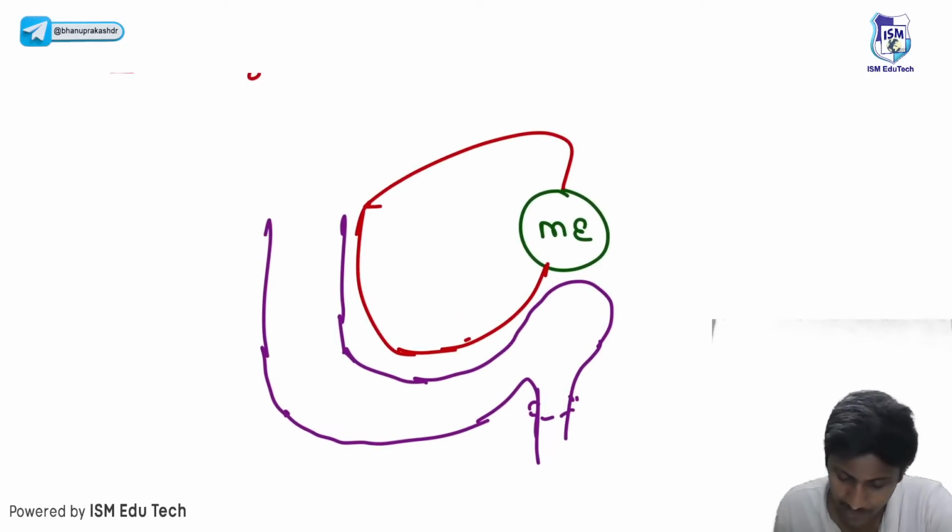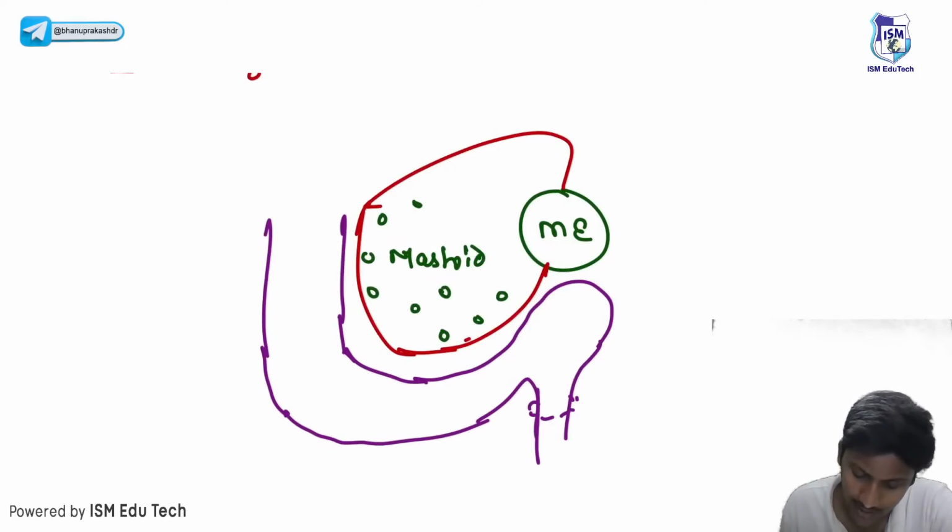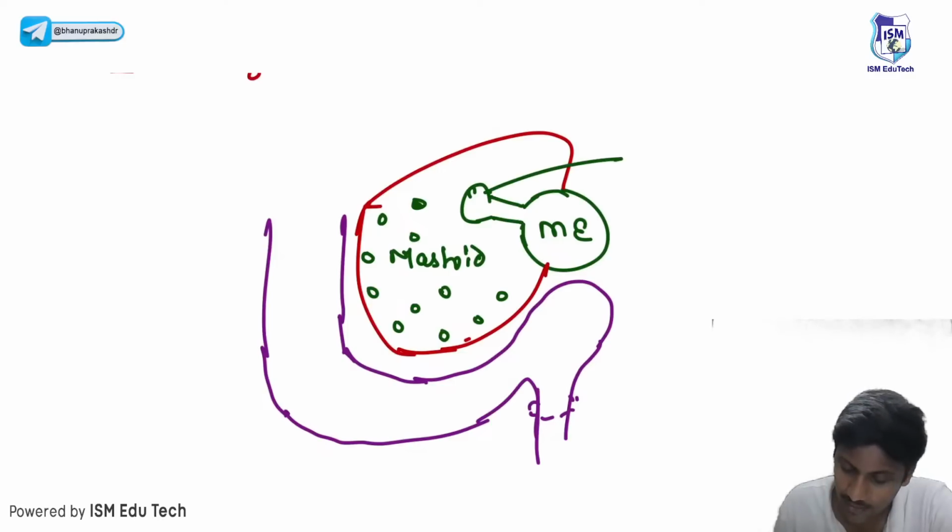Now this is the mastoid bone, and we know that in the mastoid bone we have small spaces. These small air-filled spaces are called air cells. So these are mastoid air cells, and the largest mastoid air cell is called the mastoid antrum, and this mastoid antrum is connected to the upper part of the middle ear known as the epitympanum. So this largest mastoid air cell is called the mastoid antrum.